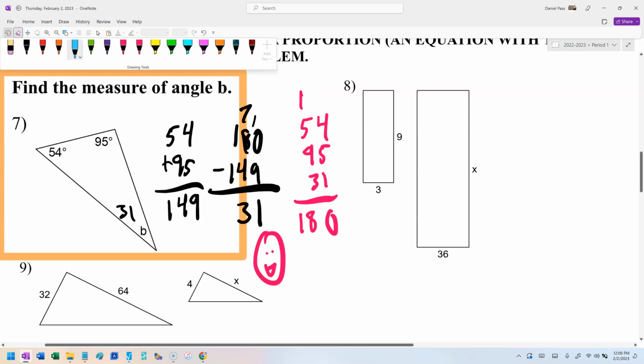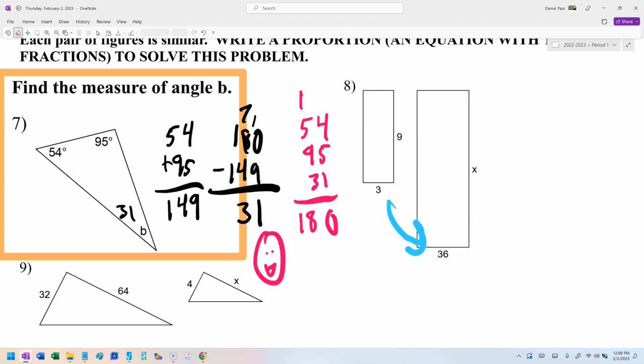Okay. So I do 3 over 36. We're comparing the smaller to bigger shape. So 3 to 36 is equal to 9 over x. And that's good. Now that's our equation. Actually, we call it a proportion. Everybody say proportion. Proportion. All right, and by the way, smaller to bigger, smaller to bigger.